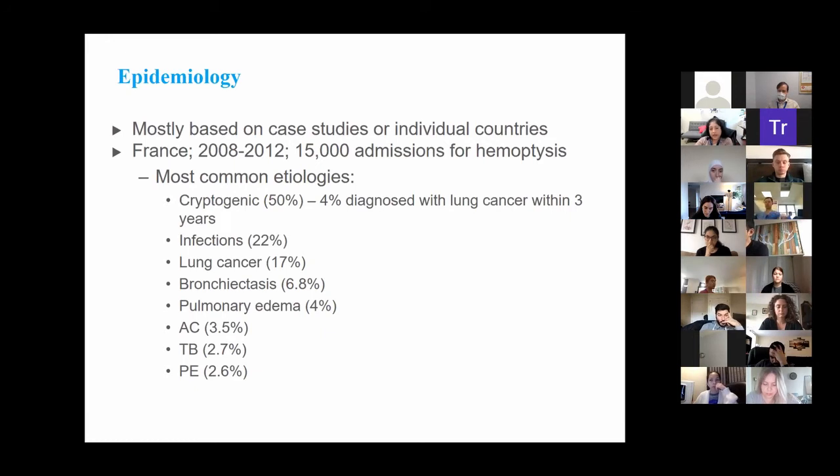And in that group, the most common etiology was actually that it was cryptogenic. That's not that helpful, but only a small portion of those patients were eventually diagnosed with lung cancer. So it is at least reassuring. After that, infections, lung cancer, and bronchiectasis were really the most common causes.